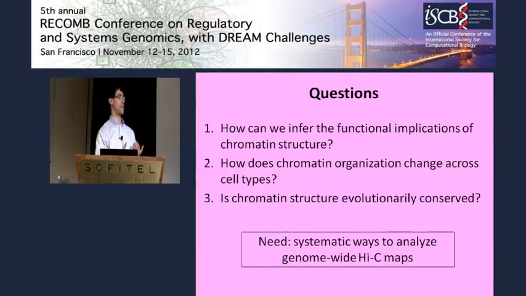So given this data, we can ask a few different questions. First, we can ask, what are the functional implications of chromatin structure? What does this actually mean? How does this impact the function of the cell? Secondly, we can ask how this chromatin organization changes across different cell types or different tissues. And then finally, we can ask, to what extent is this chromatin organization conserved across different species? In order to answer all of these questions, we need systematic ways to analyze genome-wide Hi-C maps.